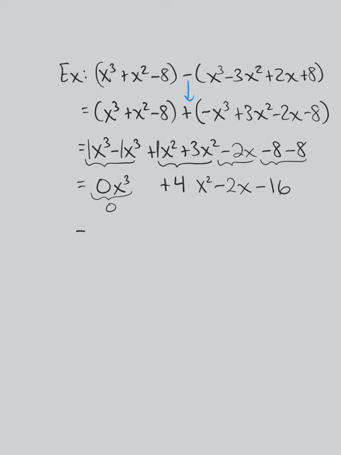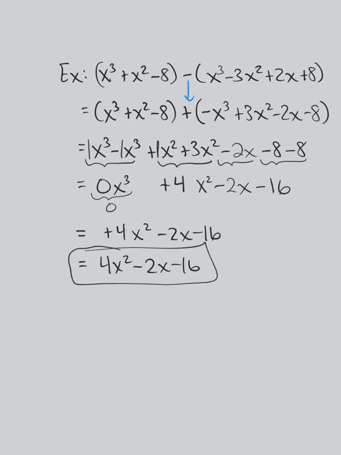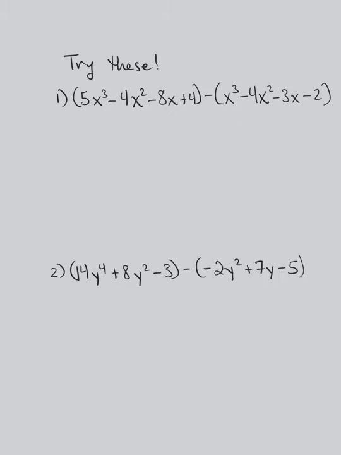So that drops out, and so it's tempting to write your answer as plus 4x squared, not cubed, 4x squared minus 2x minus 16. But as we've seen a lot of times, if an expression just starts with a plus, we don't write it. So typically the way we would write the answer is like this. Okay? Okay, so here's probably 2 problems to practice.